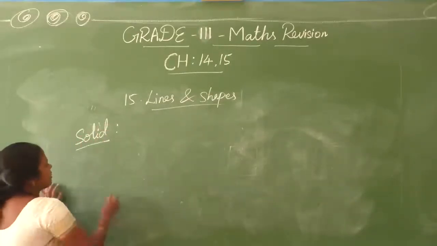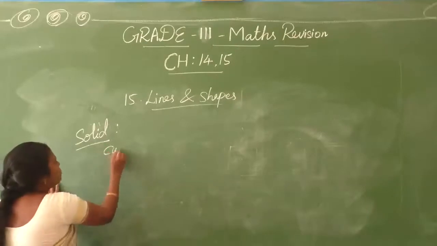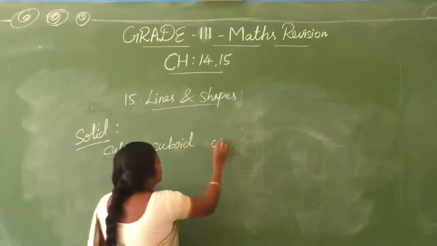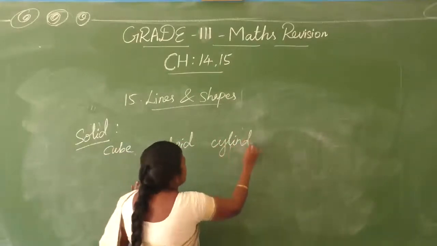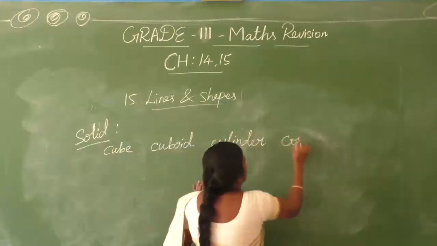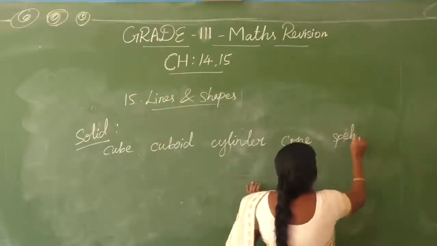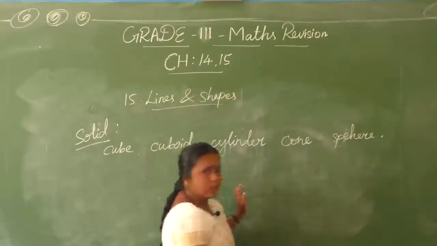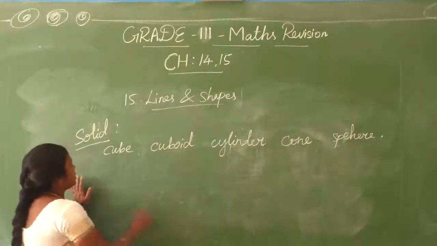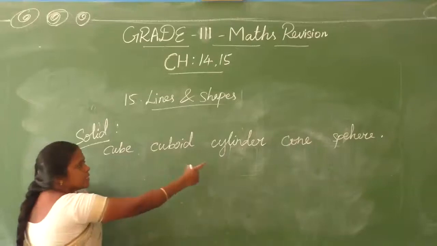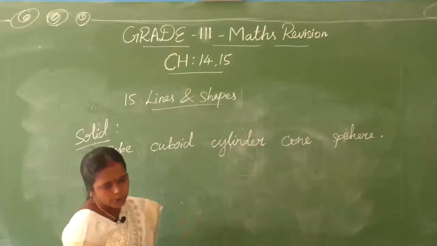Solid shapes. Here, which will come? Cube, cuboid, cylinder, cone, sphere. Okay, these are the solid shapes. What are they? Cube, cuboid, cylinder, cone, sphere.